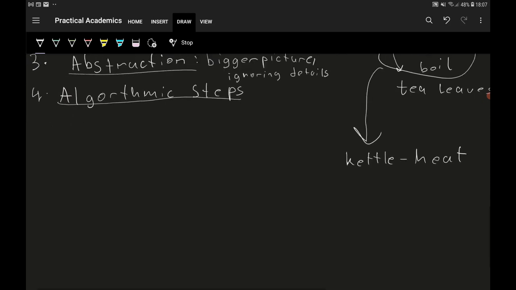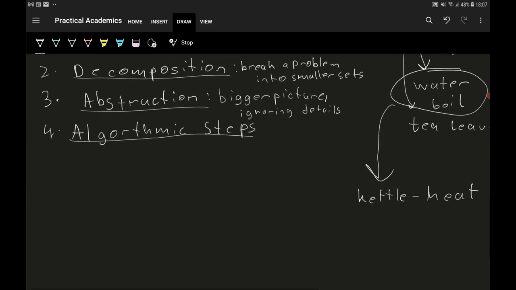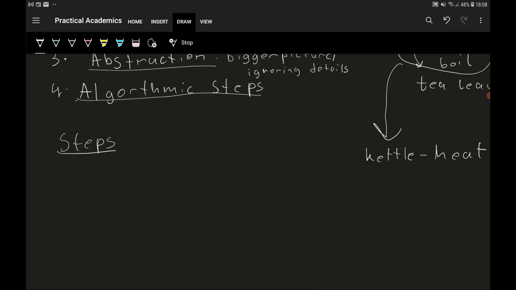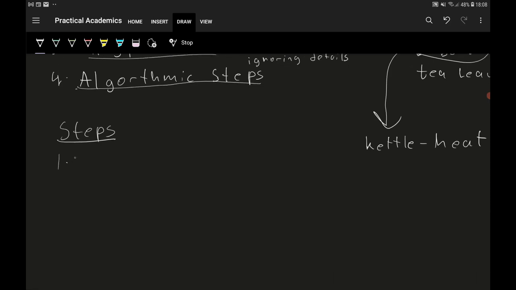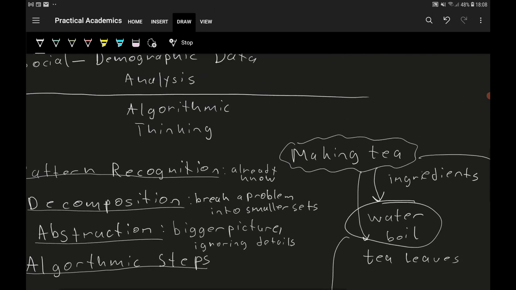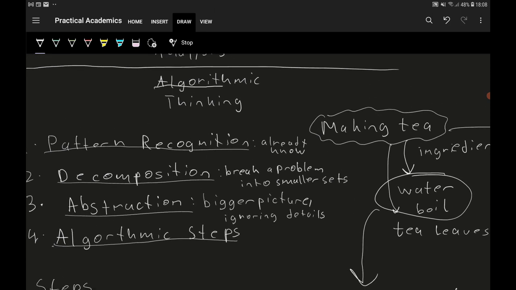And now that we know how we're going to make tea, we will simply follow steps. We'll write down the steps following the fourth pillar, the algorithmic steps. That is, take a kettle, put X water in, and turn on heat, and so on and so forth. And it's really this algorithmic thinking that pulled me into computer science.